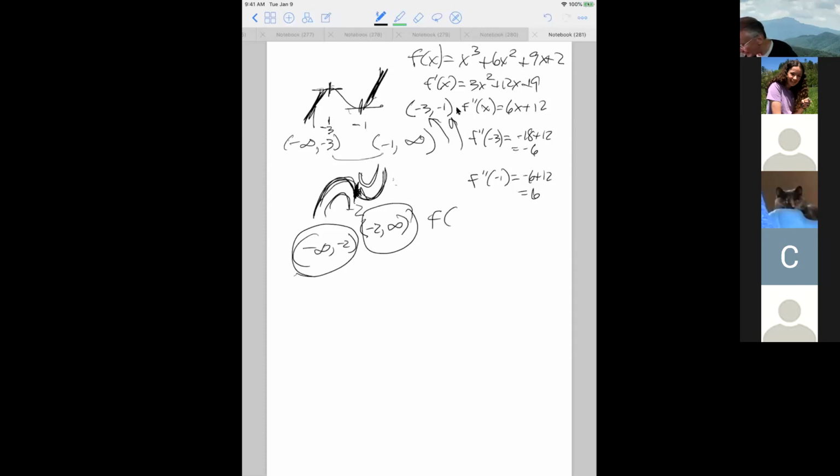So you go back up to f of -2 and get -2 cubed plus 6 times -2 squared plus 9 times -2 plus 2. That's equal to what? -8, then positive 4 times 6, and then we've got -18 plus 2. That ends up giving us, what do we have? -26. What did I plug it into? Why am I getting 0?